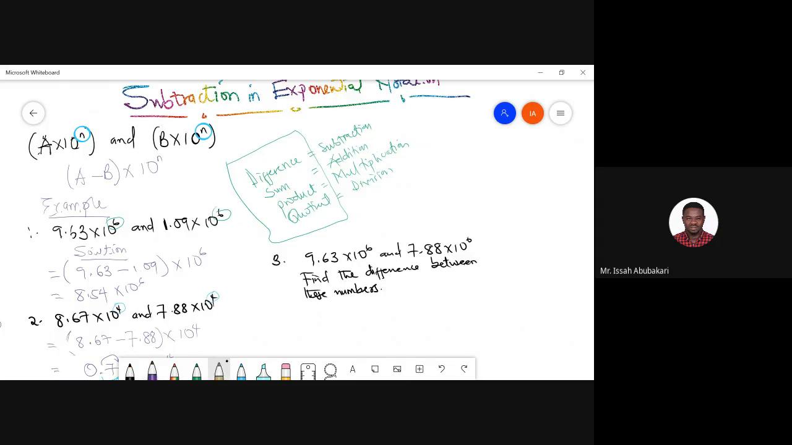So our solution is going to look like this. First of all, we check the power of the bases. So the power here is what? 6. The power here is 6. So we can perform the operation as simple as that. So let's perform this operation. Our solution is going to look like this.